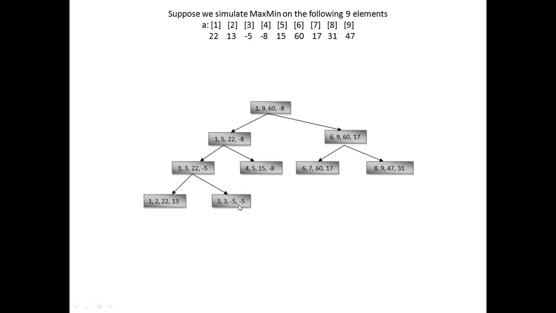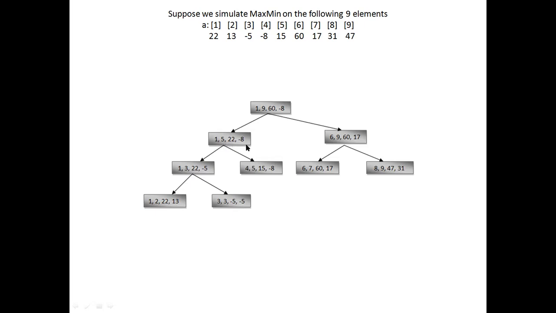Now the biggest of this subhalf is 22, and the biggest of the other subhalf is -5. You compare 22 with -5, which is bigger? 22 is bigger, and this 22 is written here. Then 13 and -5, which is smaller? -5 is smaller, and it is written here. So we have found the biggest and smallest between the index 1 and 3, that is 22 and -5. So for the values between 1 to 3, we have found the biggest and the smallest.